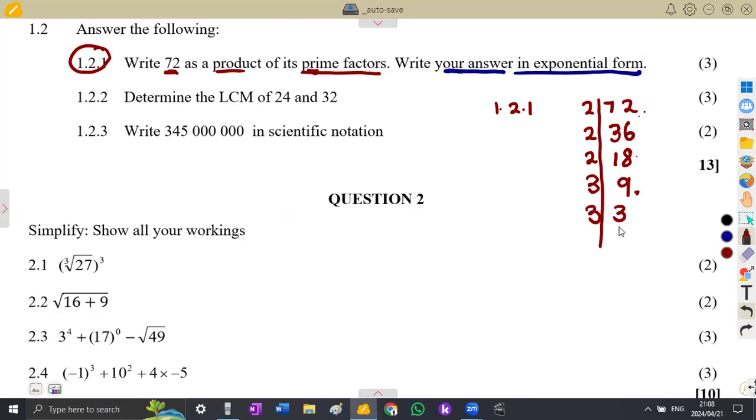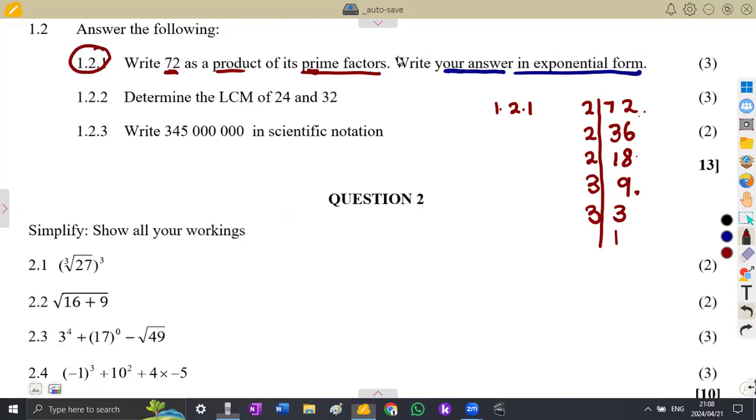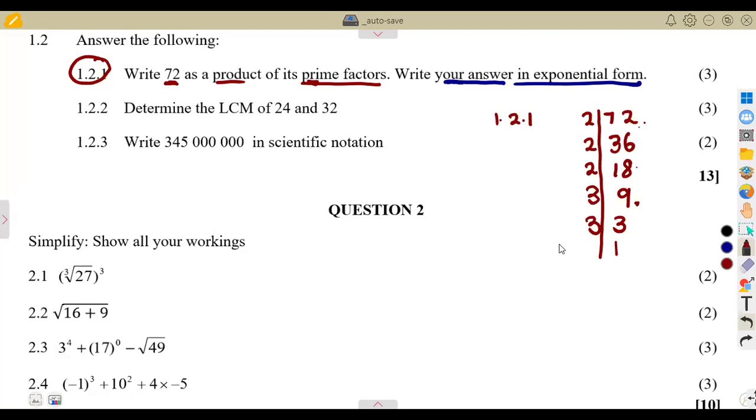Again, you can divide by 3. 3 divided by 3 is going to give us a 1. So if you divide 3 by 3, you obtain a 1. Once you get a 1 like this, you are done. You do not divide again because there is no other prime number to use. 1 is not a prime number.